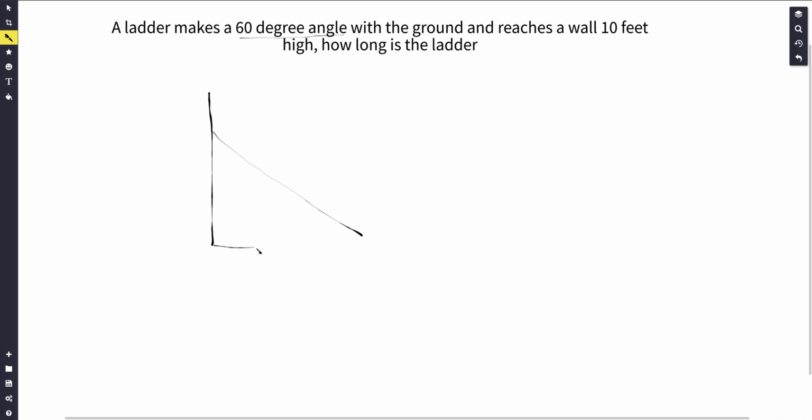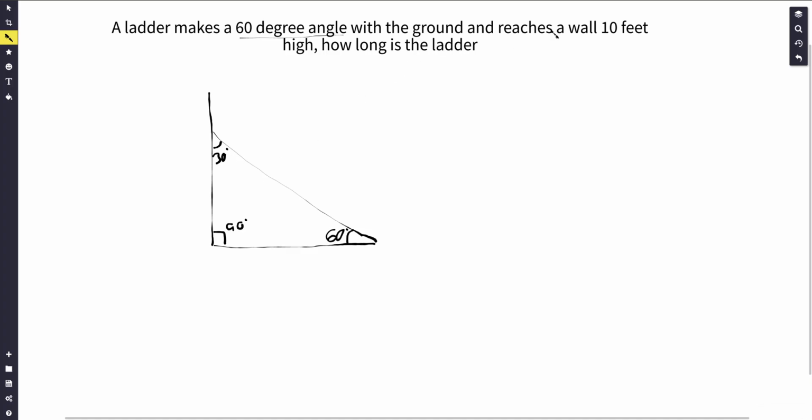So let's connect this right here, and that gives us the ground. This is the ground right here, and this is the wall. Okay, so we know the ladder makes a 60-degree angle with the ground, so this value right here is 60 degrees. And we can see right here, this is a 90-degree angle because these two lines intersect perpendicularly. So I see a 60-degree angle and a 90-degree angle. 90 plus 60 is 150, and 180 minus 150 is 30. So this one right here is a 30-degree angle.